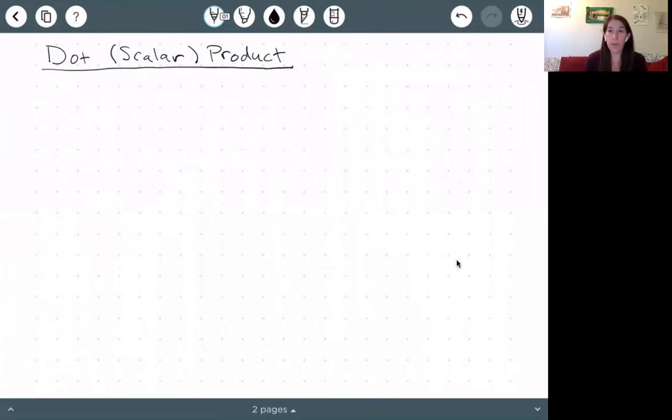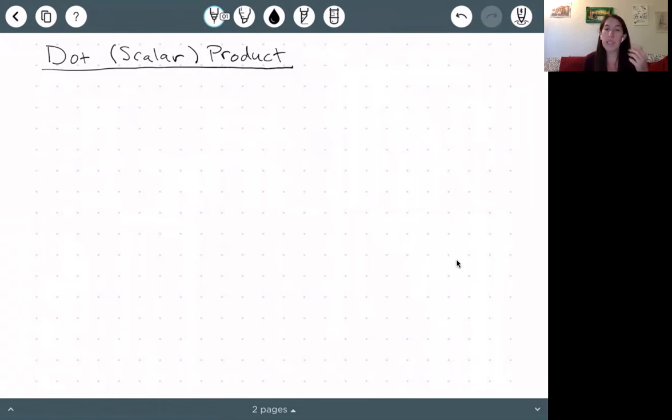So far, we've learned how to add vectors, subtract vectors, and multiply vectors by scalars. In this video, we're going to learn how to multiply two vectors together. Ultimately, we'll see that there are two different ways we can multiply vectors together. The first is the dot product, which we'll review in this video, and the second is the cross product, which we'll review in a future video.